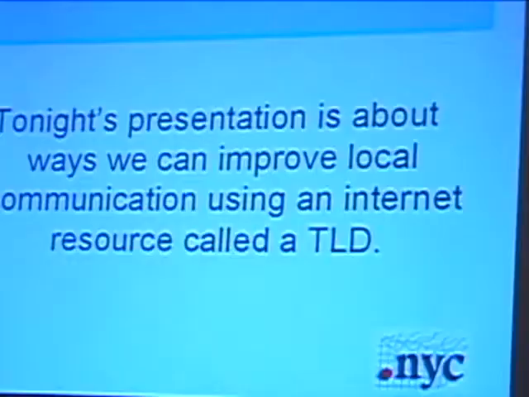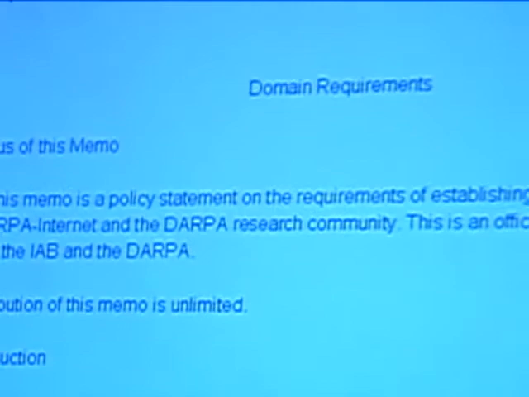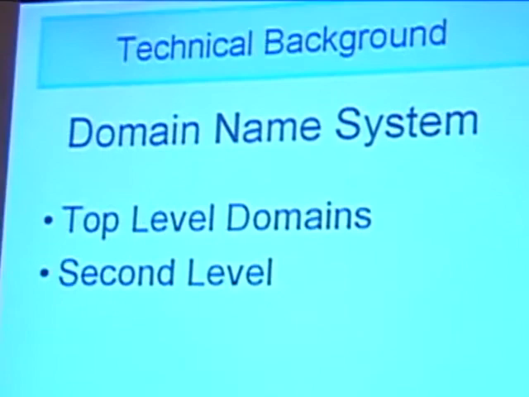So tonight's presentation is about ways we can improve local communication using an internet resource called a TLD. A little technical background: Internet Society people, I'm sure, are very familiar, but some of the audience are not, so this is just a very small amount of detail. Basically, it's the source of the domain name system that runs the internet. It started in October 1984, and it covers domain name system, top-level domains and second-level domains.